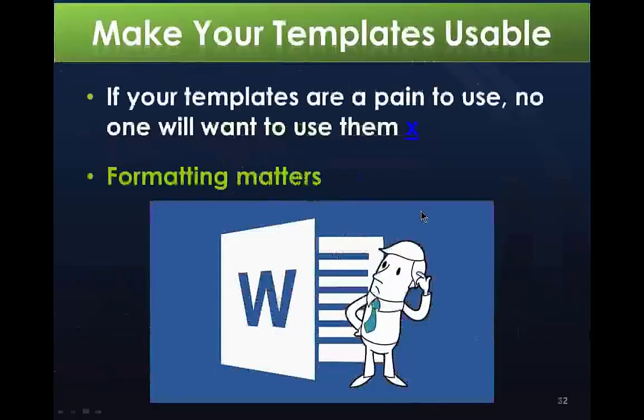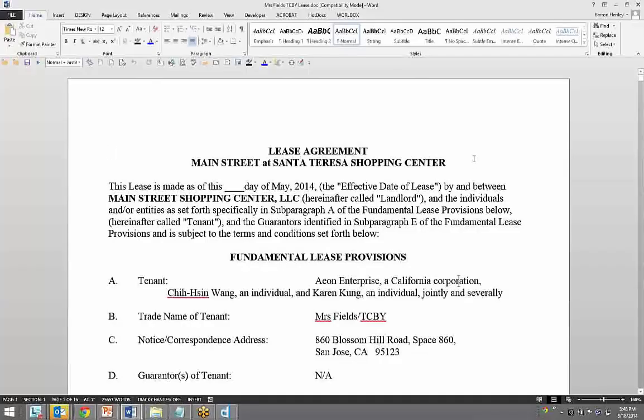Now, the next thing is you've got your content pulled together. If your document is a pain to use, guess what? No one wants to use it. And the formatting matters, and the word processing that you're building into it matters. The word processing features that you build in or don't build in, those all matter.